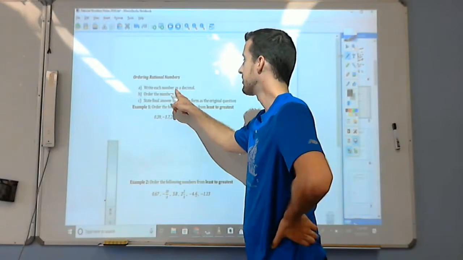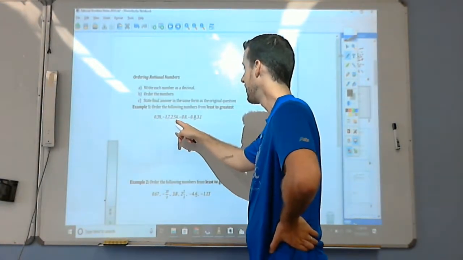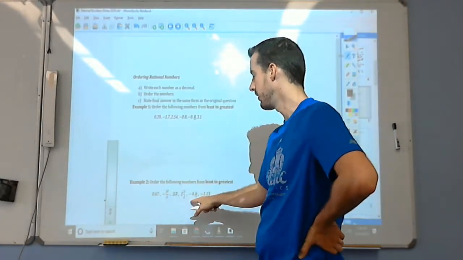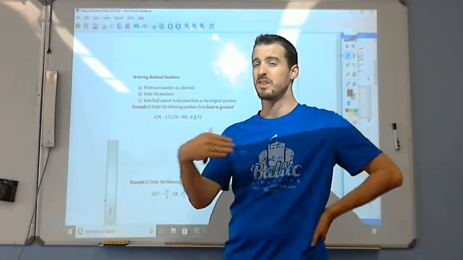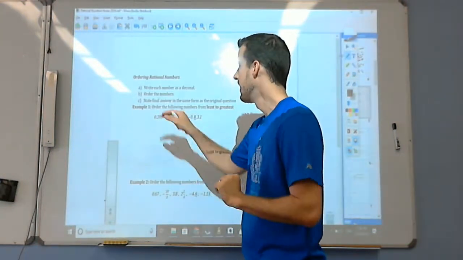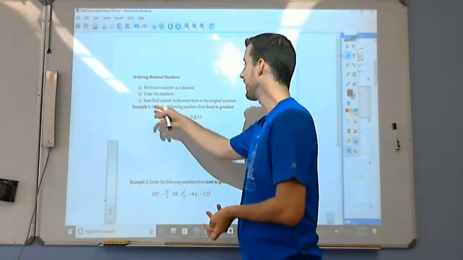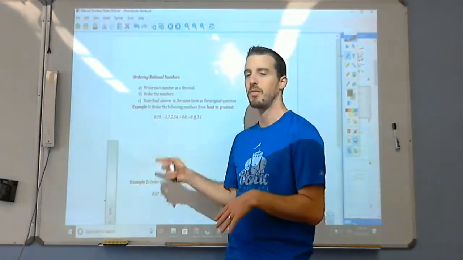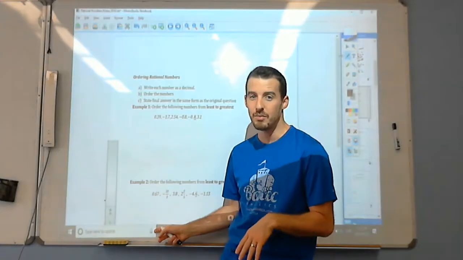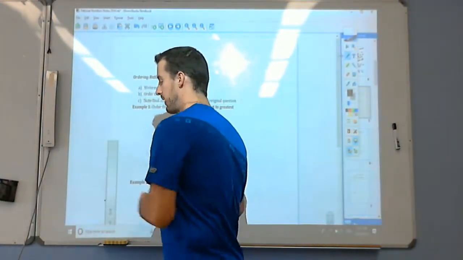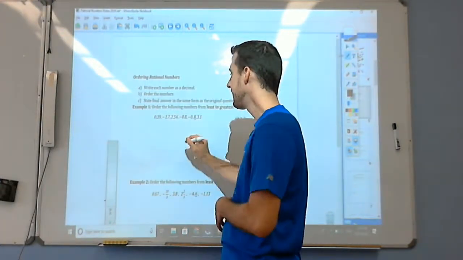The first is write each number as a decimal, right? So here, all these numbers are decimals. Awesome. If you look in the next example, not all are decimals, and so we'll want to convert those. We're all using the same kind of unit of measurement, whether it's fractions or decimals or whole numbers. We're going to then order the numbers, and then you'll state your final answer in the same form as the original question. So if we went from a fraction to a decimal, we then have to go back from our decimal to a fraction.